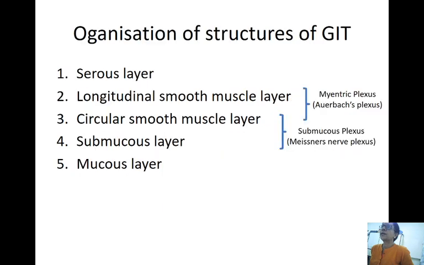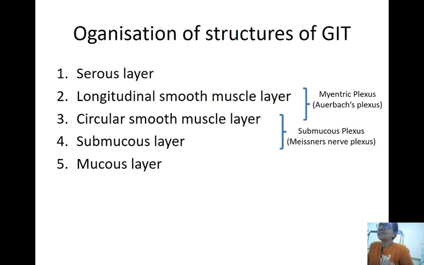Okay, next one. Coming to the organization of structures of the GIT. The GIT is usually the same from the pharynx to the anus. The GIT is composed of the following layers only. So it's just the same wherever you take the GIT, you take the cut section, all these layers are seen. The topmost layer, the first layer, is called the serous layer. It is also called serosa. Then comes the longitudinal smooth muscle layer. Then comes the circular smooth muscle layer. Then the submucous layer, and the last one is the mucous layer. We are coming from outside to inside of the GIT.